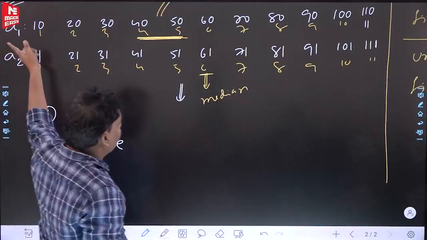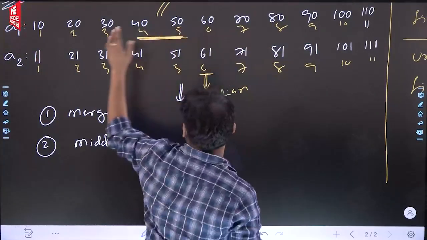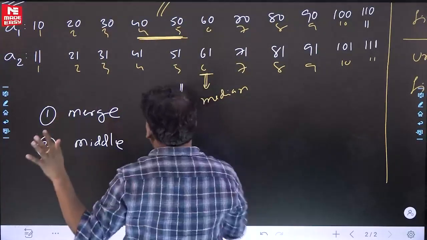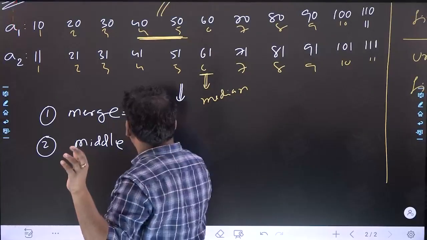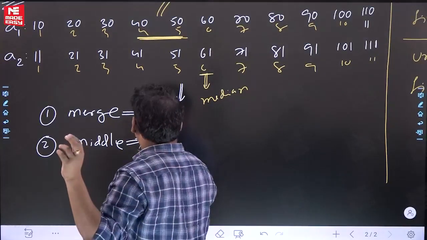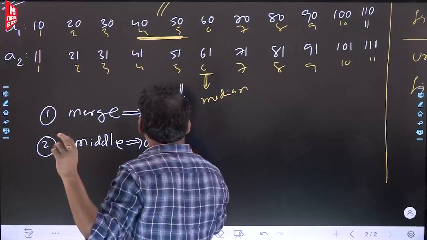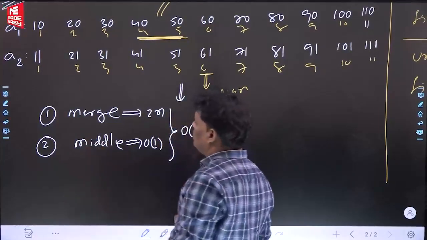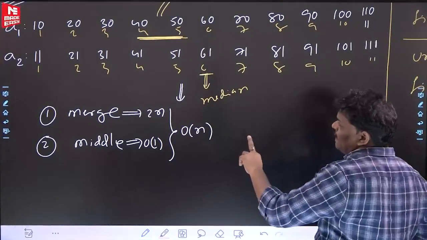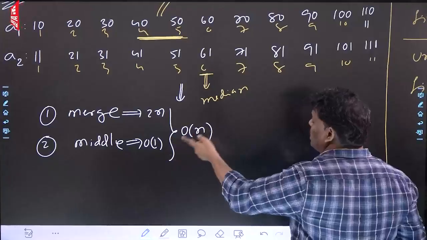Can you help? The first one contains how many elements? n. The second one contains n elements? n. Merging will take how much time? n plus n. What is the answer? 2n. Taking the middle element takes how much time? Constant. So overall it is going to be order of n. This is the one algorithm. In the union sorted array, taking the middle person will take order of n time.